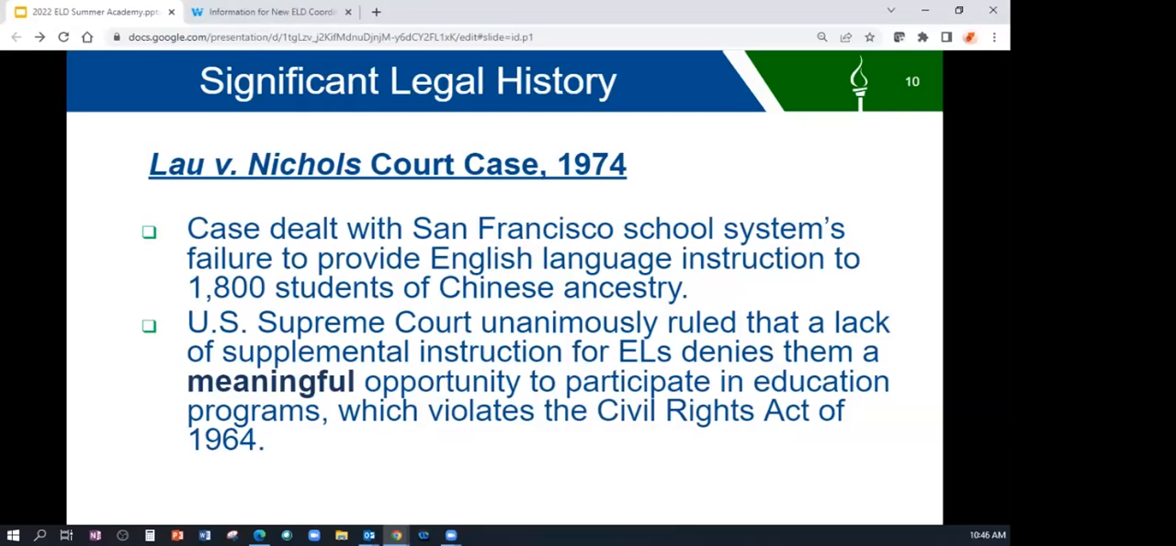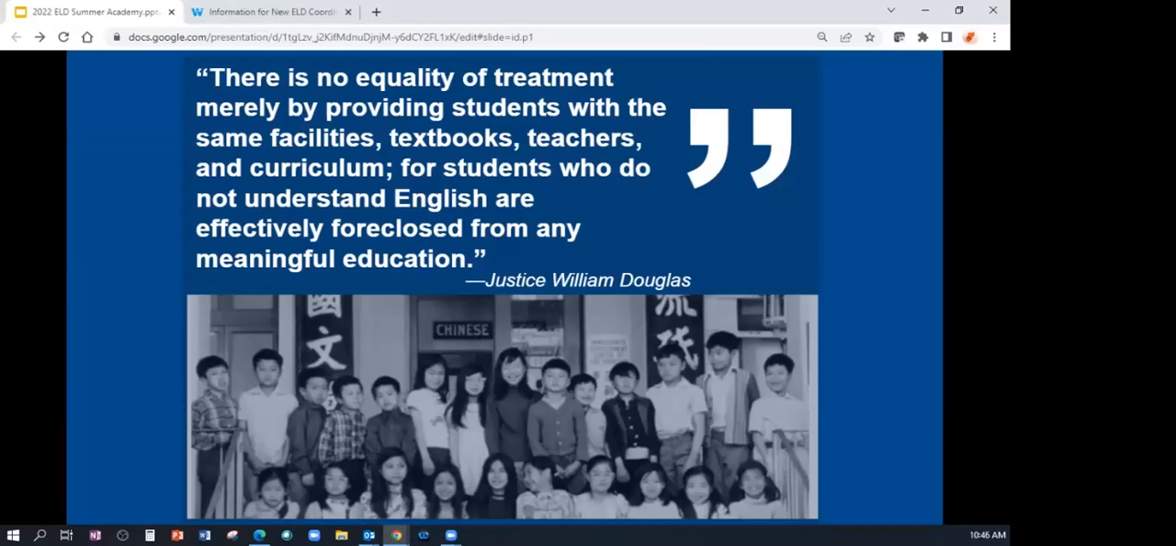And there's a great quote from one of the Supreme Court judges, Justice William O. Douglas, and I have it on the next screen. He said, "There is no equality of treatment merely by providing students with the same facilities, textbooks, teachers, and curriculum. For students who do not understand English are effectively foreclosed from any meaningful education." So what they said was that they had to do some sort of accommodation for the students. The bottom line was they must provide English learners with meaningful access to educational content and programs in a language that they could understand.